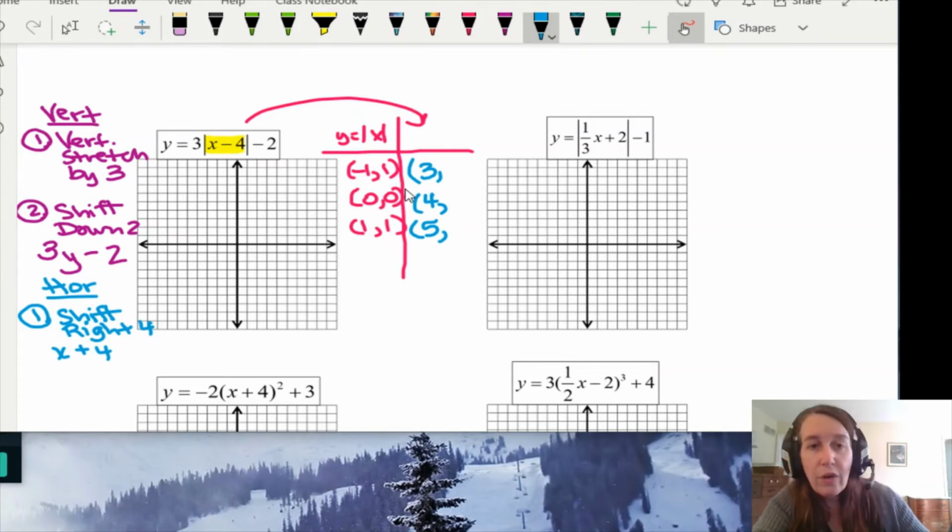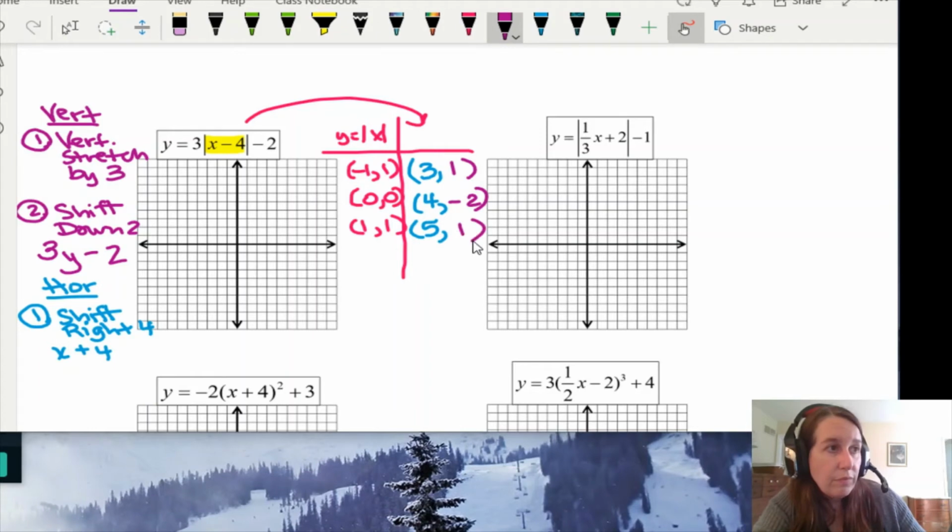So I color-coded this a little bit for you. So the horizontal, what I'm doing is right here. For the vertical, I did this in purple, 3y minus 2. So I want to take the y value of 1, and I want to say 3 times 1 minus 2. So that's 1. And then my y value for the second point is 0. So 3 times 0 minus 2, so that's -2. And then I'm putting in 1 for the y value, and that's 3 times 1 minus 2, which is 1 again.